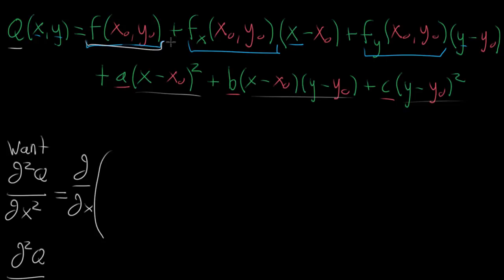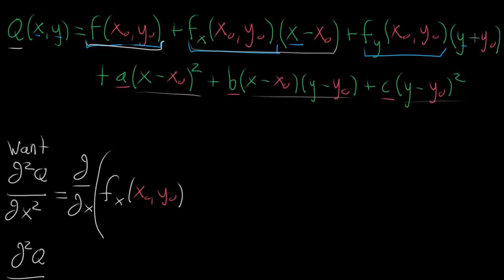This first term here is a constant, so that goes to 0. The second term here actually has the variable x in it. And when we take its partial derivative, since this is a linear term, it's just going to be that constant sitting in front of it. So it'll be that constant, which is the value of the partial derivative of f with respect to x, evaluated at the point of interest. And that's just a constant. All right, so that's there.